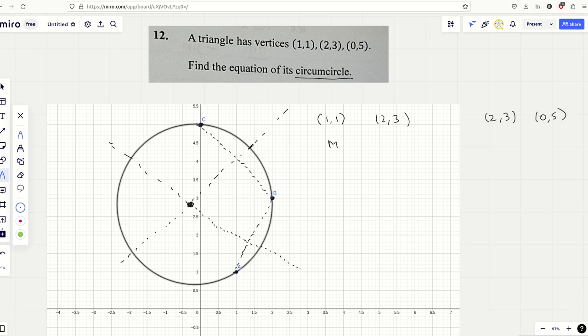Okay, so the gradient of the chord, so let me put m_c here, is change in y over change in x, which is 2 over 1, which is 2. And therefore the gradient of the perpendicular bisector is going to be the negative reciprocal of that, and so it's minus a half.